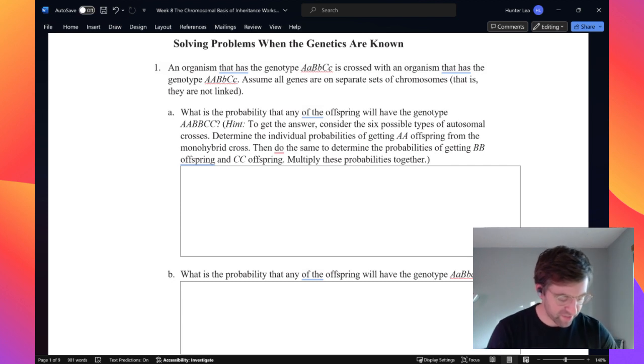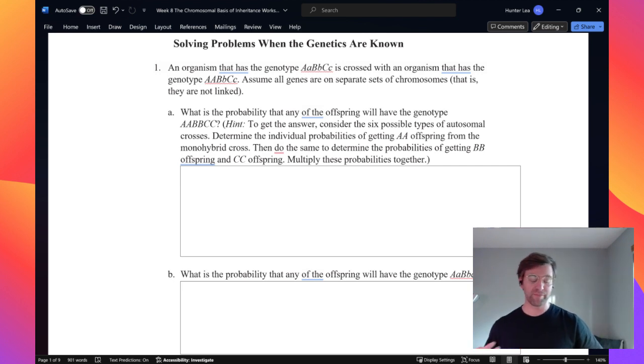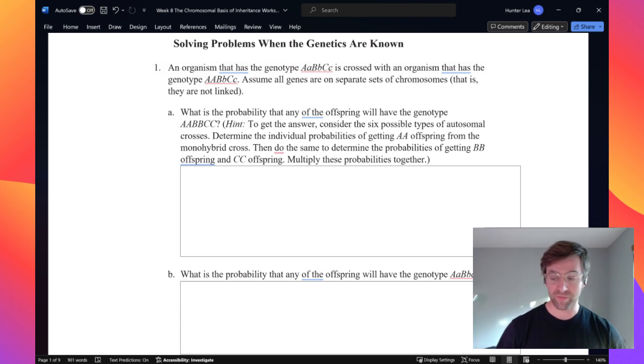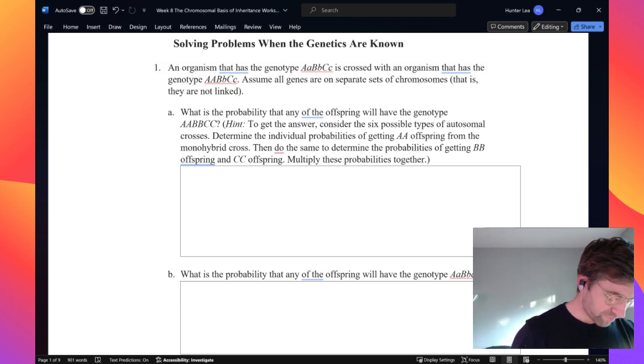So assume all the genes are on separate sets of chromosomes, that they are not linked, so there's no crossing over happening. We've mentioned this a couple of times, but we haven't really looked at what that means in the context of these Punnett squares. So right now, dealing with Mendelian genetics, there's no crossing over happening. The chromosomes are not linked. We're going to get into that a little bit later in the worksheet.